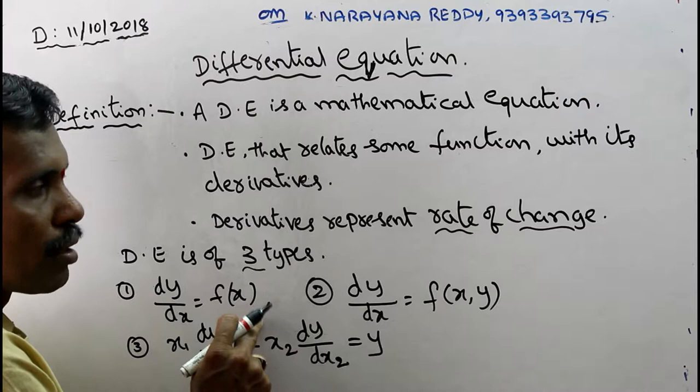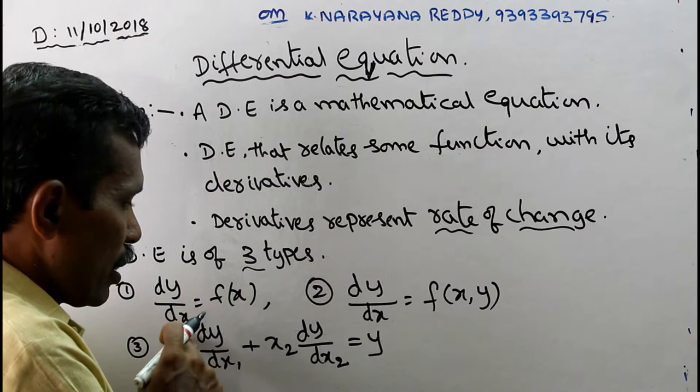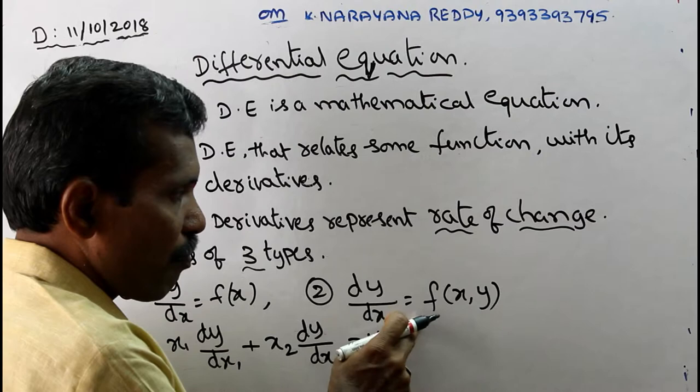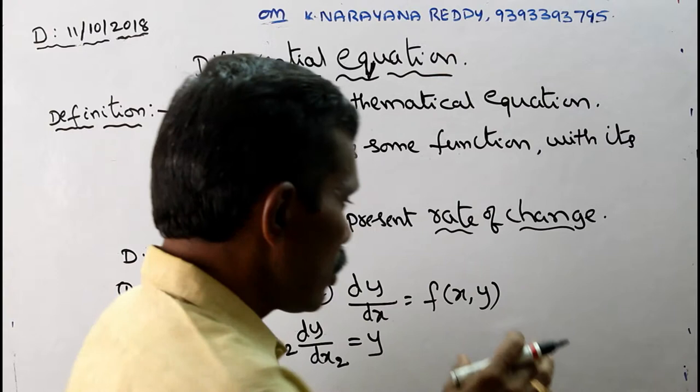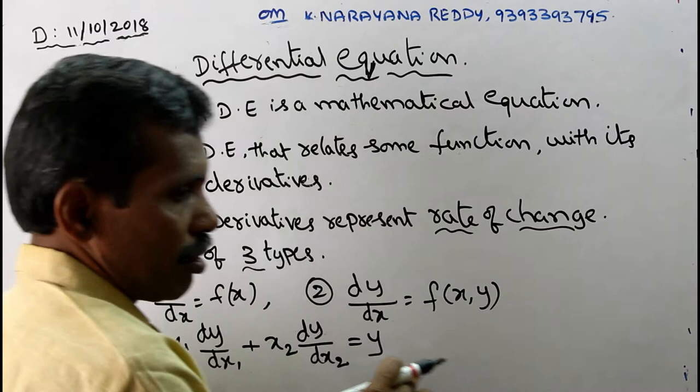That is one type. The second type: the first contains one variable, see here, x variable. Next one is dy by dx equals f of x, y. x and y are changing variables. Okay, this contains two variables. This is one type. Another one is x1 dy by dx1, x2 dy by dx2 equals y. This is another one. So these are three types.